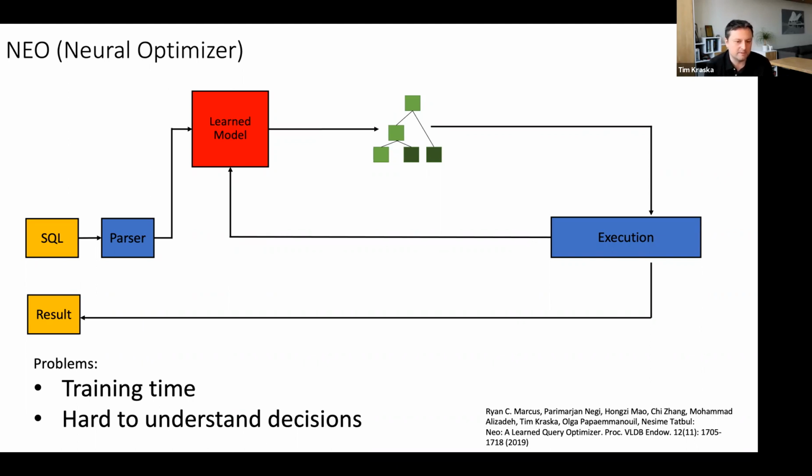The other problem with this approach is that the decisions are hard to understand. Talking to people who, for example, run Postgres, we always got a bunch of pushback because the question is, how can you trust the decision it makes, and what about regressions?